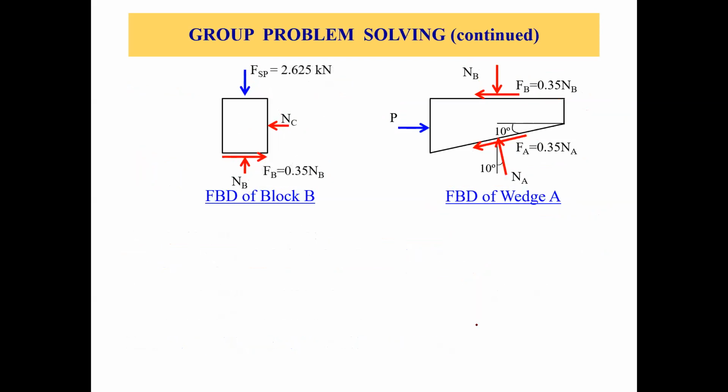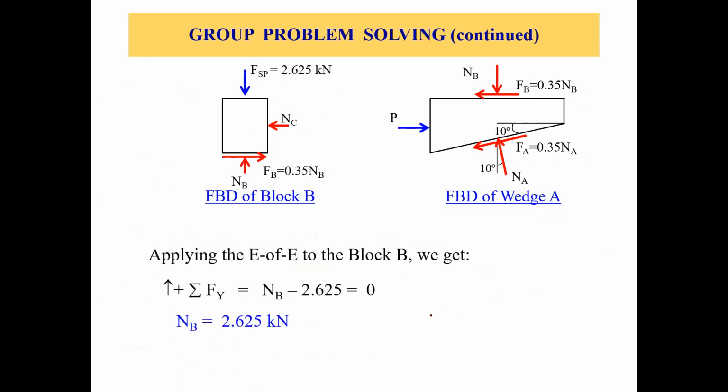Okay, so after we are done with these two free body diagrams, then we can apply our equations of equilibrium to these free body diagrams. So again, as we discussed, from where shall we start? We should start with the free body diagram of block B, because we have fewer unknowns over there, right? So let's apply sigma Fy equals 0 with the sign convention of upward positive.